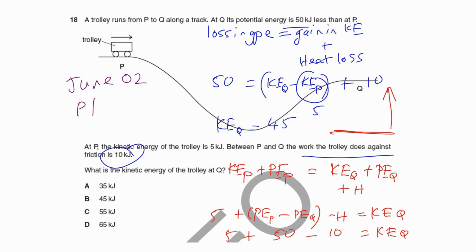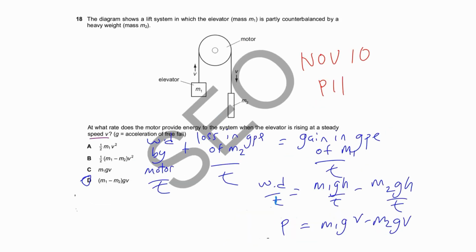But before you do that, you might want to make KE at Q the subject first. So you bring the rest of it over. So then you can substitute the KE of P as 5. Now you can take the PE of P minus the PE of Q as one term because you don't know specifically how much, but you know the difference. So you label this as 50, and then the heat loss you label as 10, and you should be able to get the KE at Q to be 45, the same. So whichever method you prefer is fine. In our next question, we will talk about conservation of energy that involves interconnected objects.